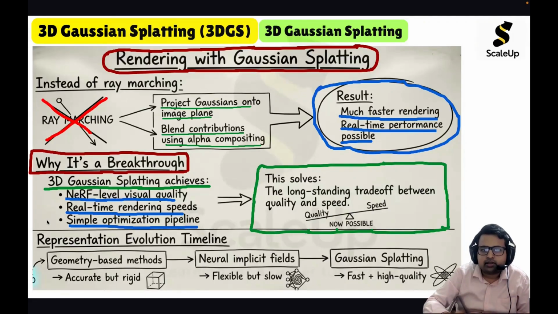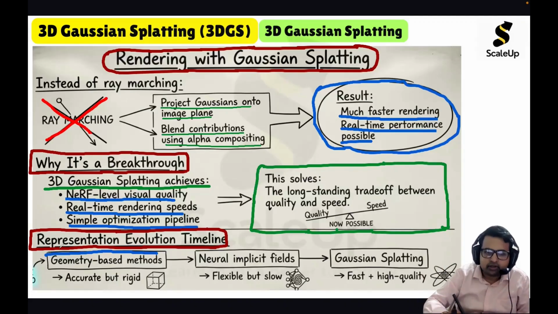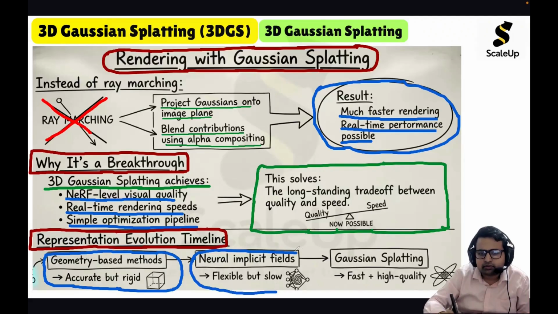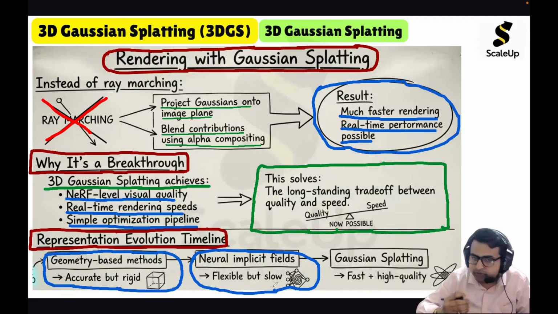Okay, so now if we look at the evolution of 3D representation, it all started with geometry-based methods, wherein we used to represent a 3D scene with some geometries and combine them. It was accurate, but it was rigid. Then we had neural implicit fields, wherein neural networks learned a continuous mathematical function which represented a 3D scene. It was very flexible, but it was slow.